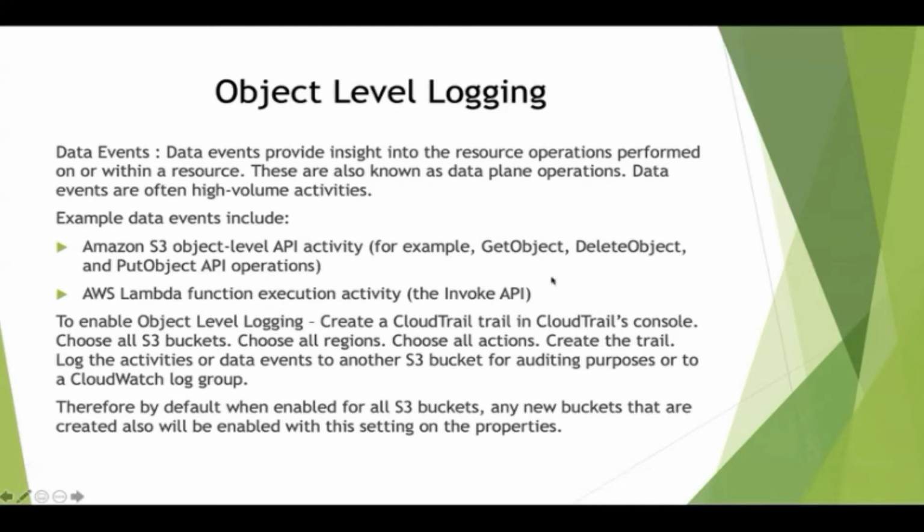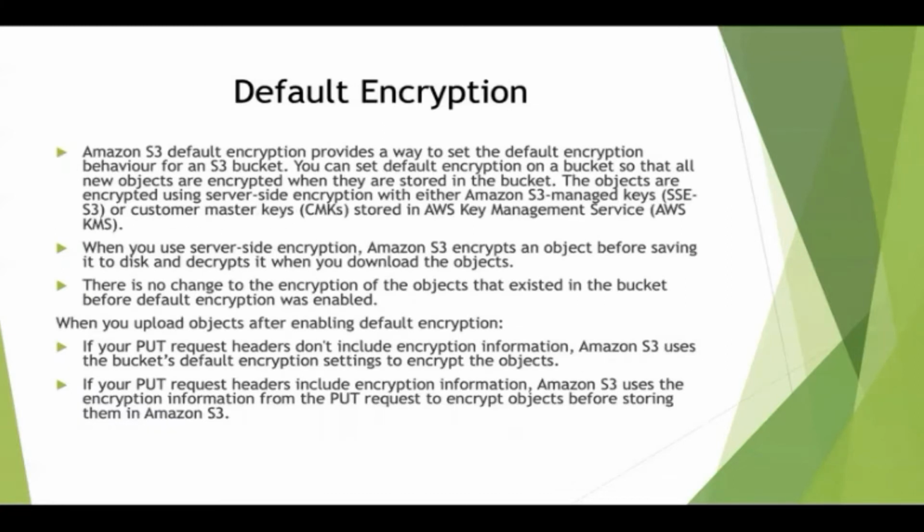Then we saw that we will be able to store our logs in an S3 bucket, as well as in a CloudWatch log group. And when we enabled CloudTrail across all the buckets, we saw that any new buckets that were created will also be enabled with this particular setting. When we spoke about encryption, we spoke about it having two types. One was server-side encryption using S3 keys, where AWS does the encryption in the background before saving that object to the disk, and AWS also does the decryption when we want to download the object.